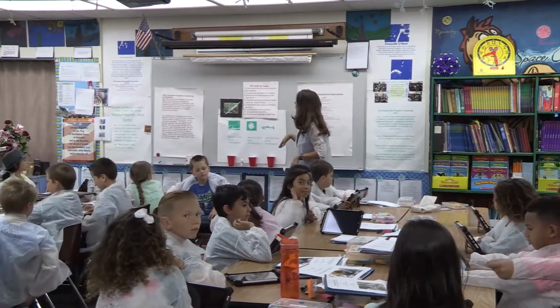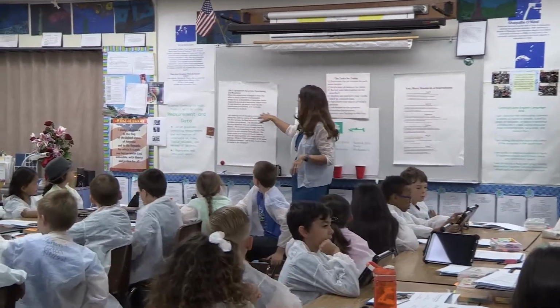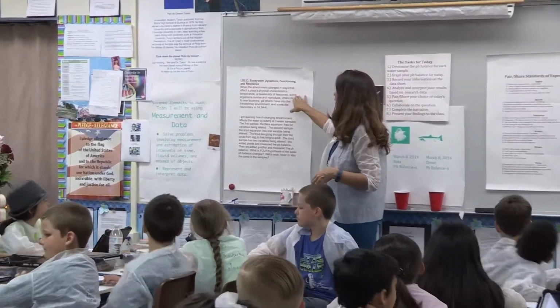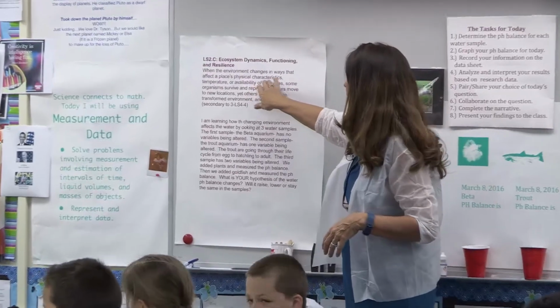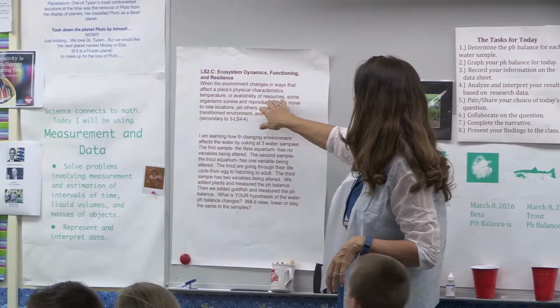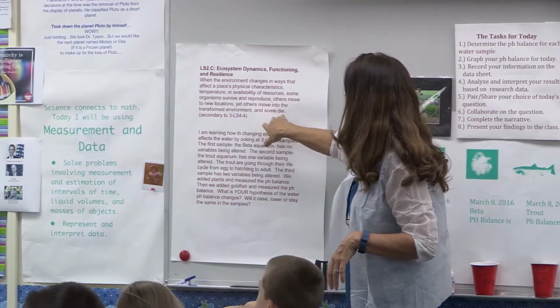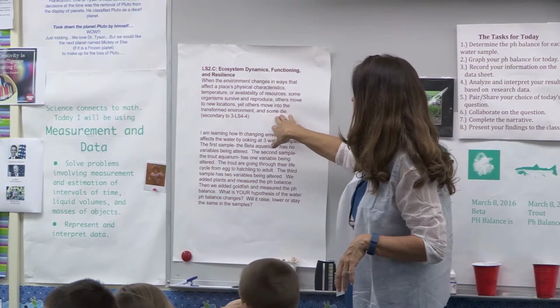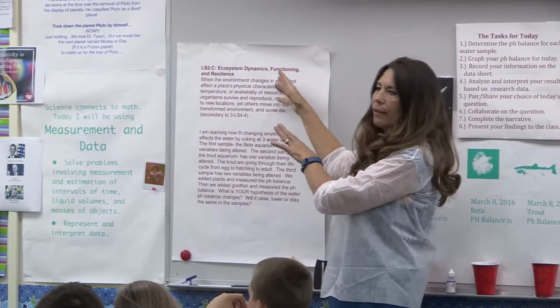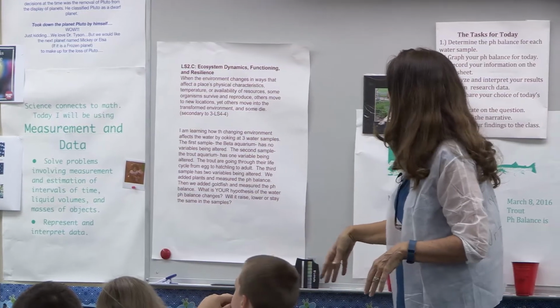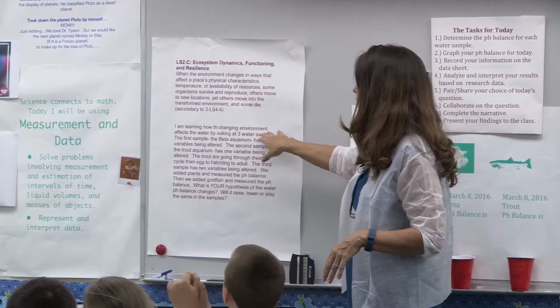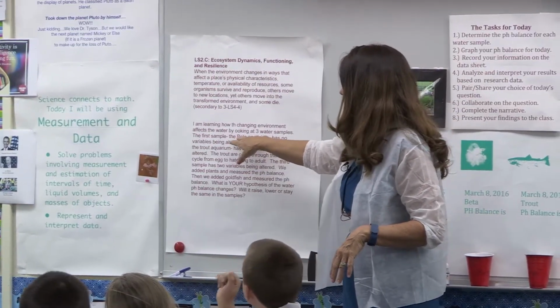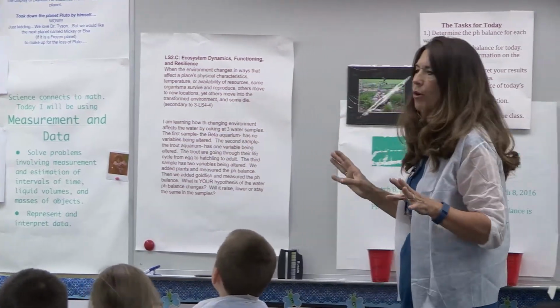Today's lesson is we're going to be focusing on our third grade science standard. When the environment changes in way of physical characteristics like temperature or availability of resources, some organisms survive and reproduce. So let's take that and turn it into English that we can understand. I'm learning how the changing environment affects the water by looking at 3 different water samples.